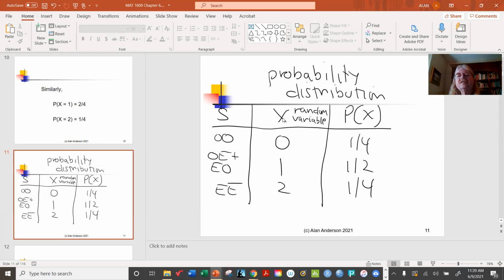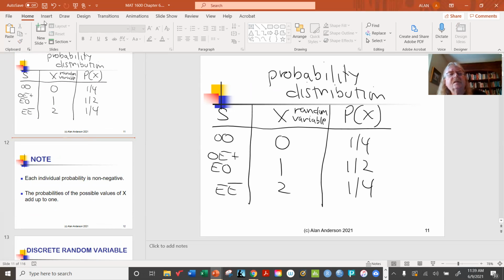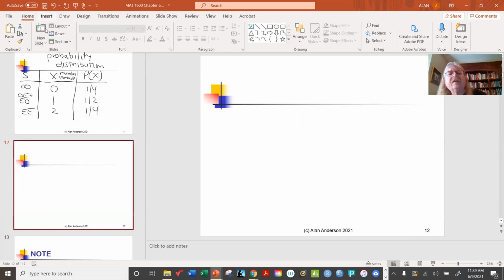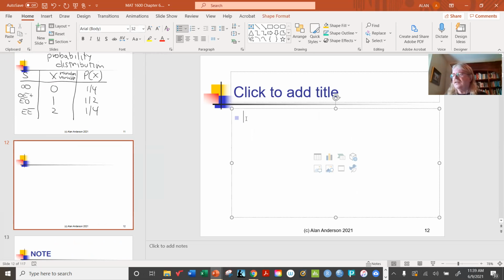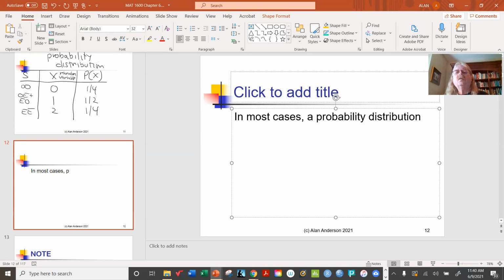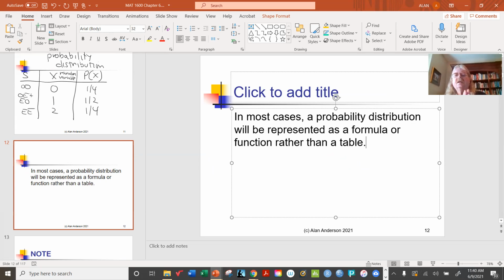Now, in statistics, much of the time, a probability distribution will not be a chart, although certainly it's possible. But it's kind of awkward, especially if you have a lot of possible outcomes. So in most cases, a probability distribution will be represented as a formula or function rather than a table. Okay, and we're going to see some examples of that in this chapter. Most of the time, the tables are impractical unless there's only a small number of possible values. The majority of the time, we'll be seeing formulas.